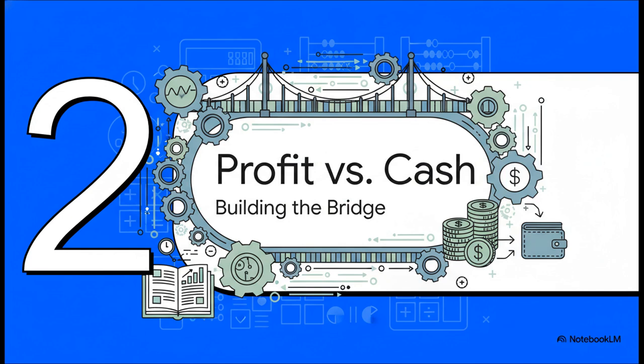Okay, let's build that bridge. You see, the whole world of accounting operates on what's called the accrual basis. That just means a company records a sale as soon as they earn it, even if the customer hasn't actually paid them a dime yet. This creates this natural gap between the profit on paper and the cash in reality. The indirect method is the tool we use to close that gap.